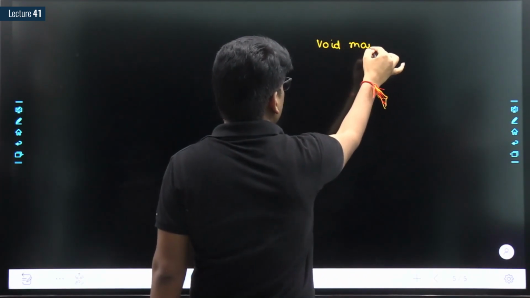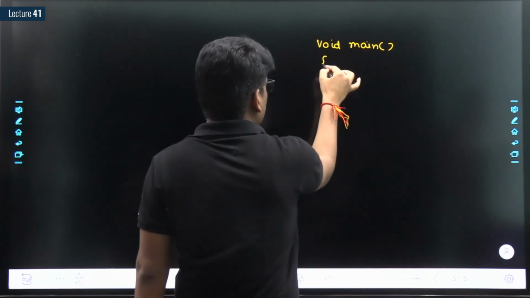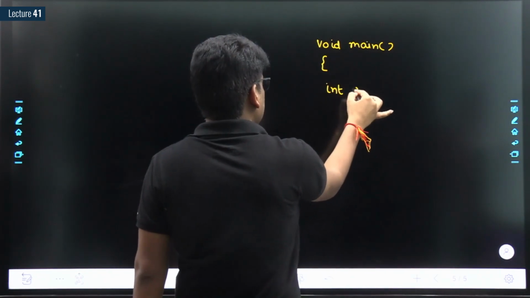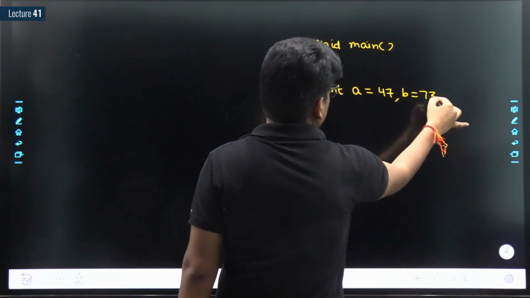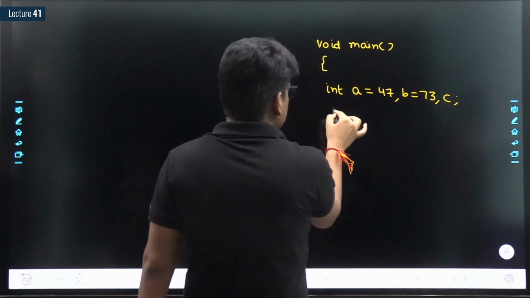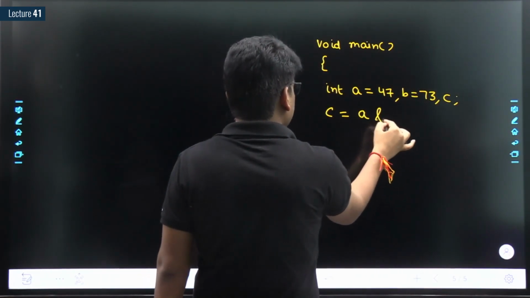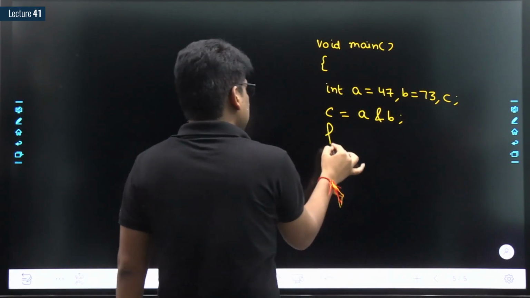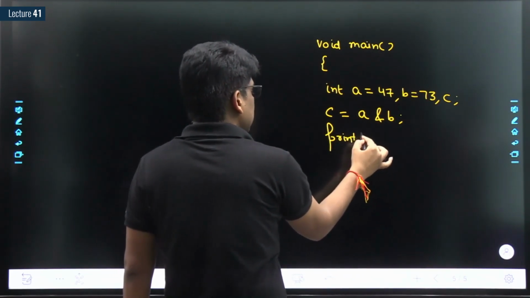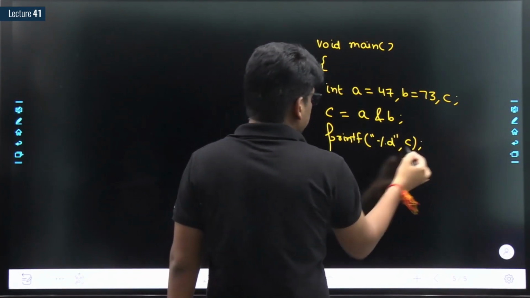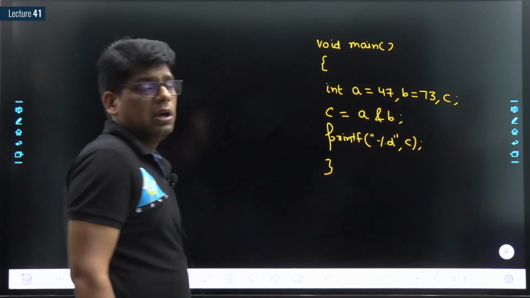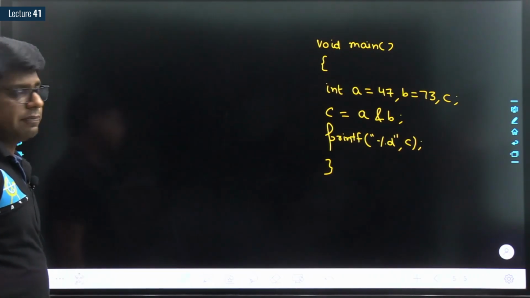void main() { A is equal to 47, B is equal to 73, C is equal to A bitwise AND with B, and let us try to print the result of C. See, I strongly recommend that please pause the video and try to find the result by yourself.